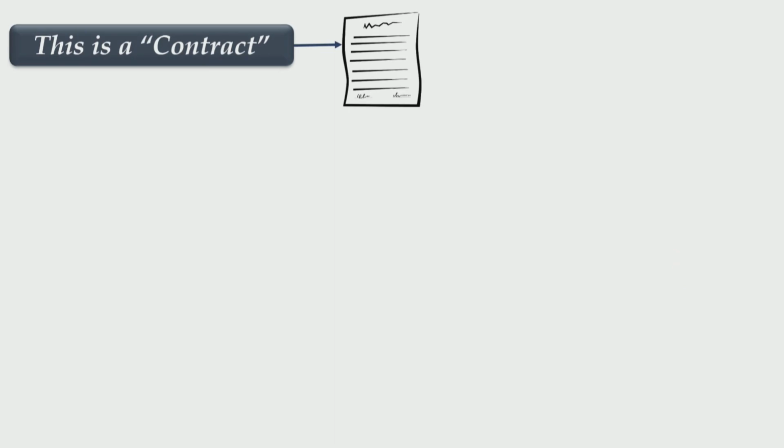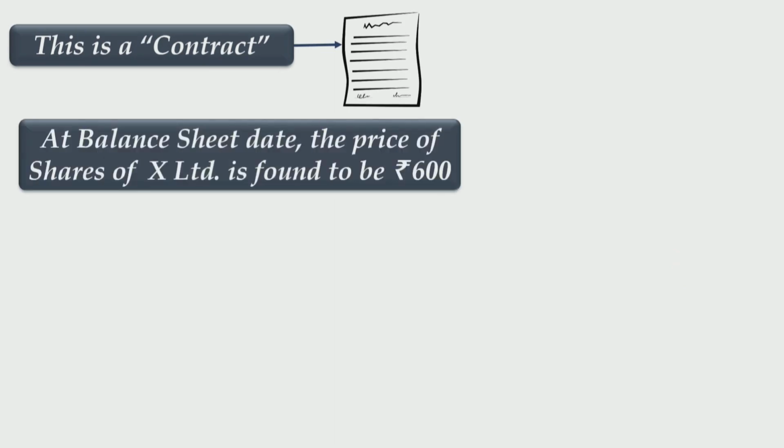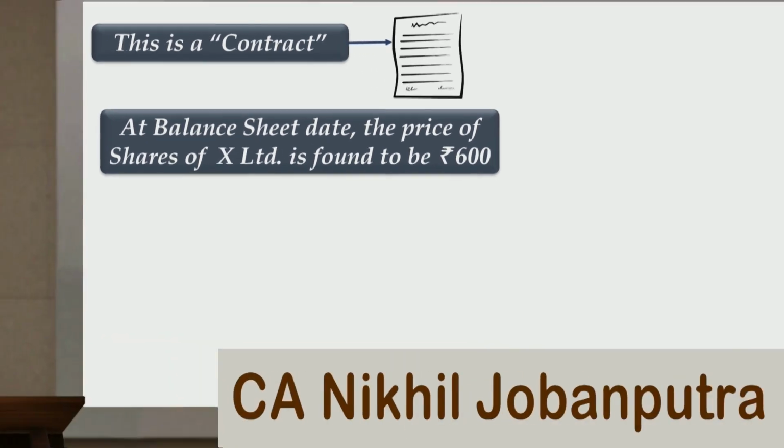So this is a contract. At the balance sheet date, the price of X Limited's share is found to be rupees 600. Now, can you guess what will be the gain made by A and the loss incurred by B? Because we already talked about one thing, that A will be at a gain and B will be at a loss.